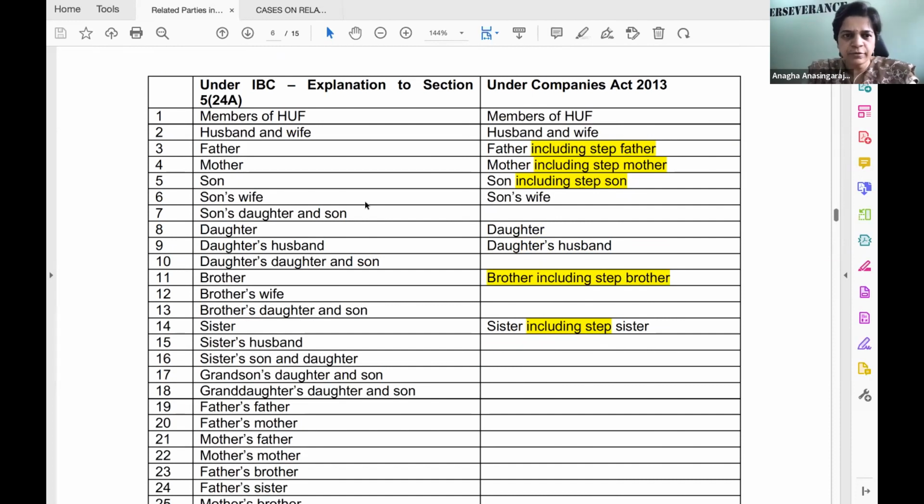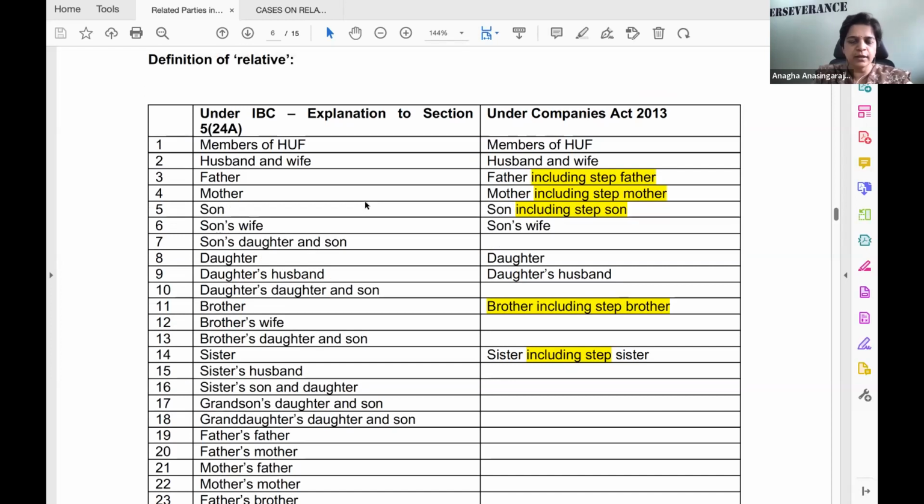Members of the HUF. Now here we are looking at the definition of relative as regards 524A. Then the husband and wife are relatives. Father is a relative, mother, son, son's wife. Now son's daughter and son. Most of these are covered in the Companies Act also. Only thing is that the IBC does not talk about stepfather, stepmother, stepson, which is explicitly given under the Companies Act. So here you have members of the HUF, then husband and wife, both are common there.